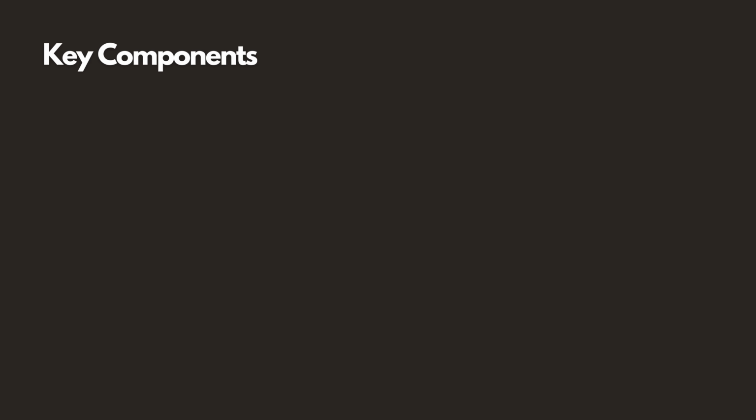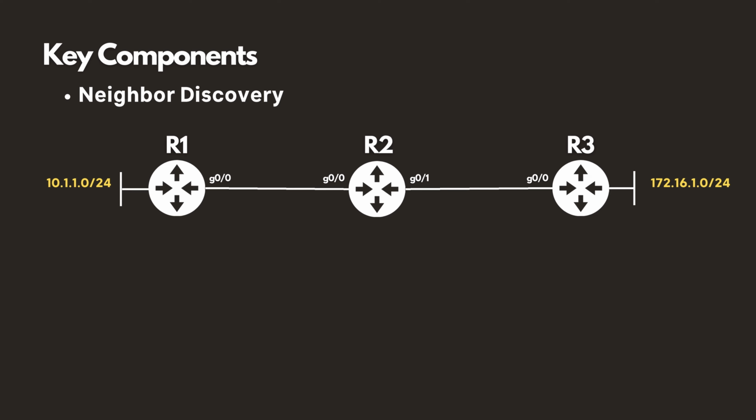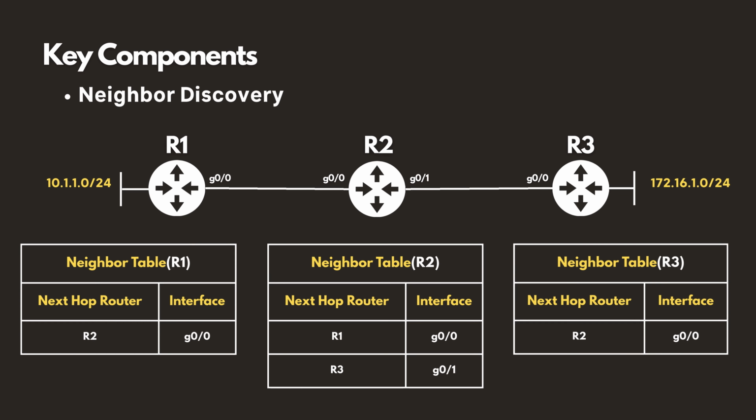Key components: neighbor discovery. EIGRP routers form adjacencies using hello packets sent every 5 seconds on high-speed links and 60 seconds on low-speed links. Routers must agree on autonomous system numbers and K values to become neighbors.